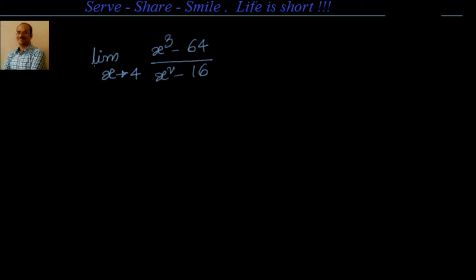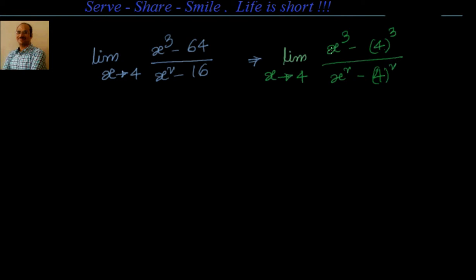One more we do. Let us look at this problem. We have been given limit x tends to 4, x cube minus 64 by x square minus 16. I will convert this as limit x tends to 4. This should be in the form of x to the power of n minus a to the power of n. So I will write it as x cube minus 4 cube, which is perfect because x to the power of n minus a to the power of n.